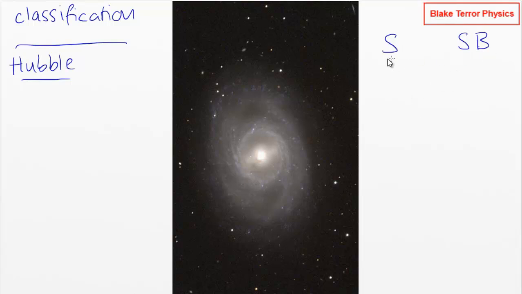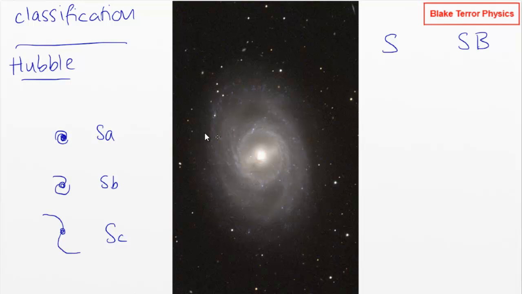So that kind of makes sense, doesn't it? Spiral, barred spiral. Then we're going to look at the arms and how tightly wound the arms are. So let's start with an S-type galaxy. If we've got an S-type one, which has got fairly tightly wound arms, then we'll call that SA. If we've got slightly looser arms, then we can call that SB. And if we've got very loose arms, then we'll call that SC.